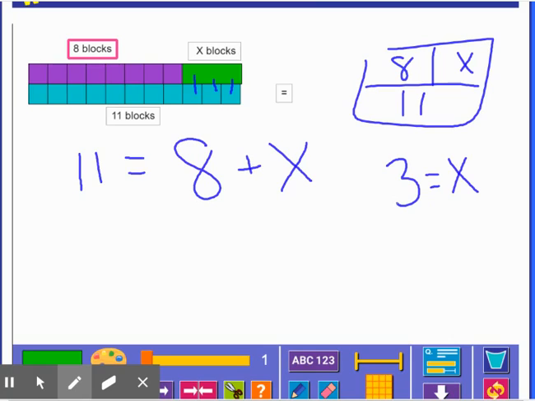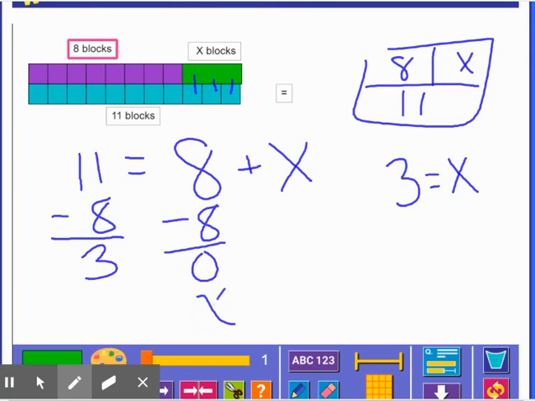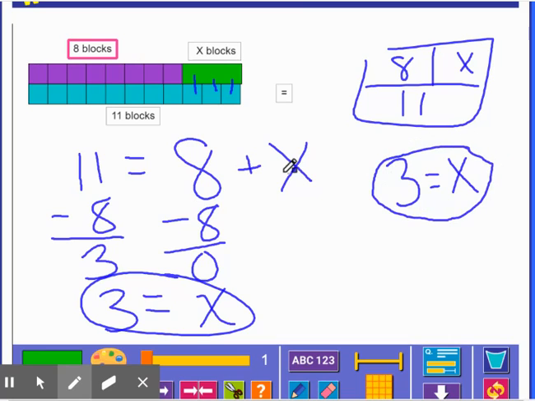What's always going to work is finding the opposite of the operation that you were using. So the opposite of addition is going to be subtraction. So that tells me that I need to subtract 8 from both sides, and 11 minus 8 is going to give me 3. 8 minus 8 would be 0. Then I bring everything down. And that tells me that x should equal 3, which is exactly what we thought.